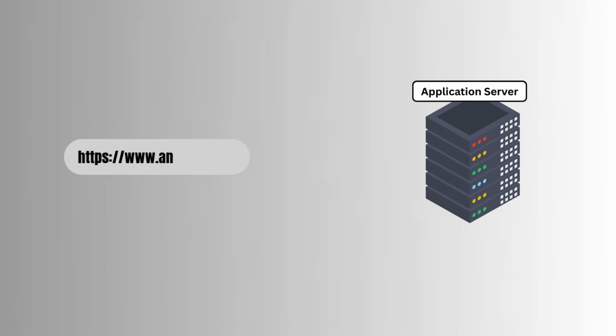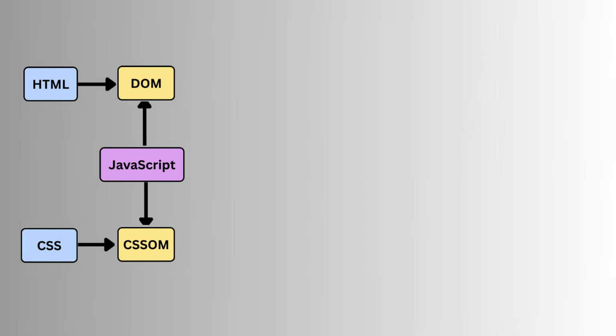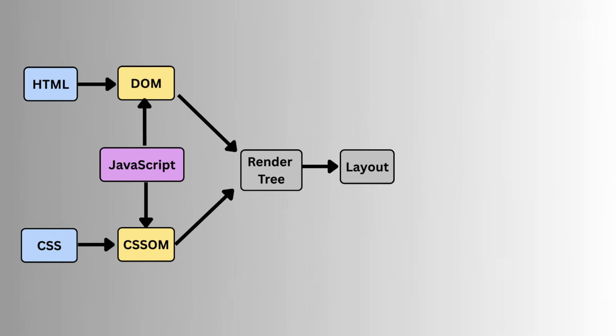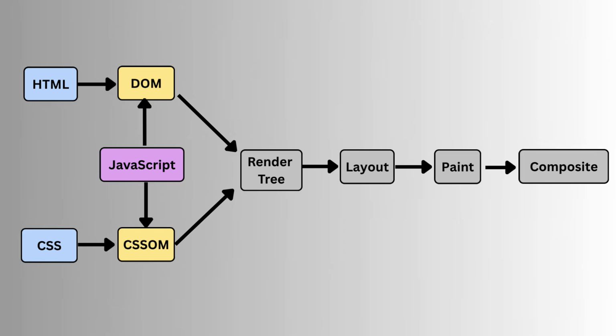Now, let's look at the full journey. You enter a URL. The browser finds the server. A request is sent. HTML is received. The DOM and CSSOM are built. JavaScript executes at the right time. The render tree is created. Layout calculates positions. Paint draws everything on the screen. And all of this happens in just milliseconds.